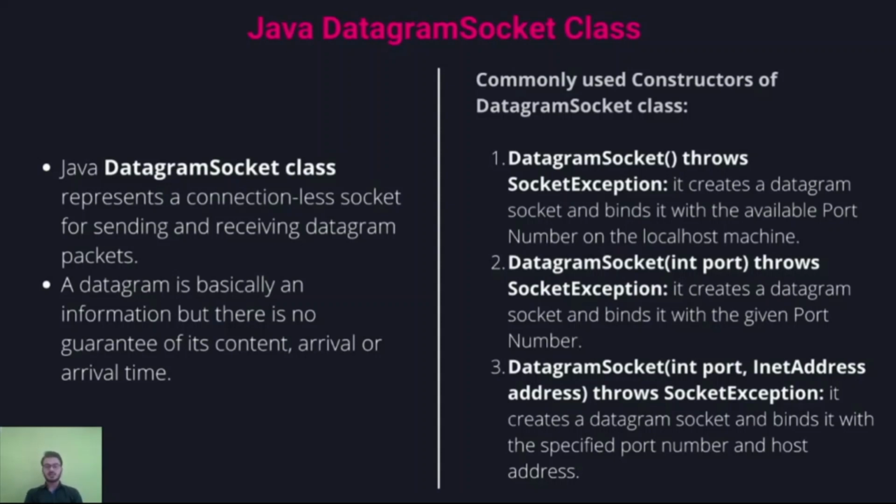The third constructor is DatagramSocket, in which we provide two arguments. First is the port number and second is the InetAddress, which is the address of the localhost. It creates a datagram socket and binds it with the specified port number and the host address.